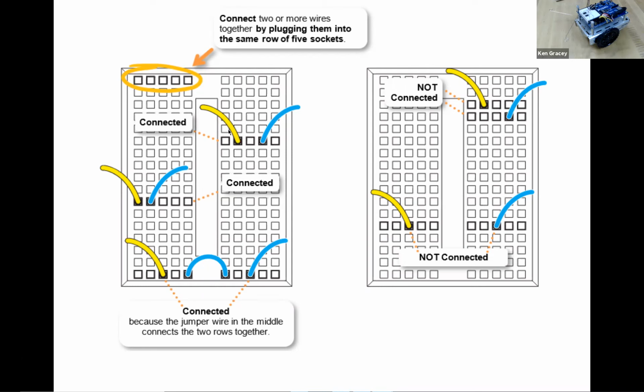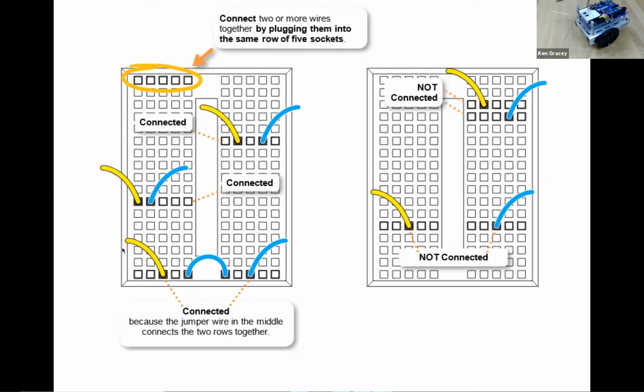So as an example, let's look at this picture on the left. You see the yellow wire coming in, and there's the blue wire. Those are connected because they're in the same row. On the right side, you'll see a picture which shows them almost connected, but doesn't count, not connected. All right, so they have to be exactly in the same row.